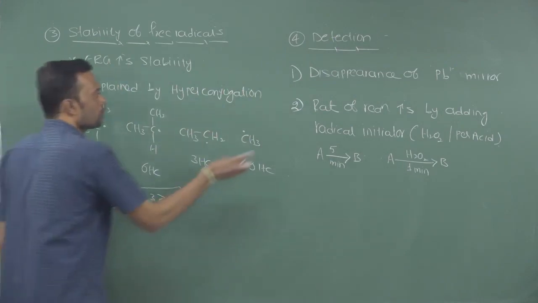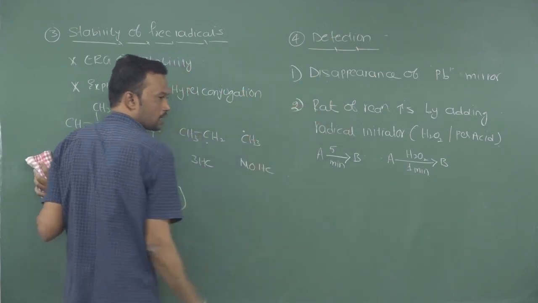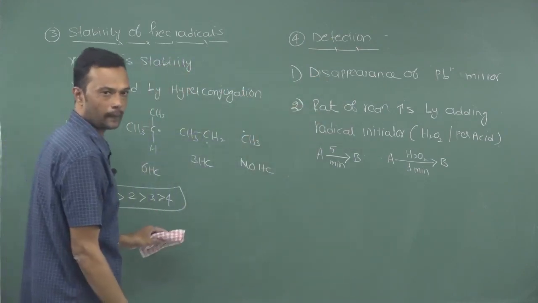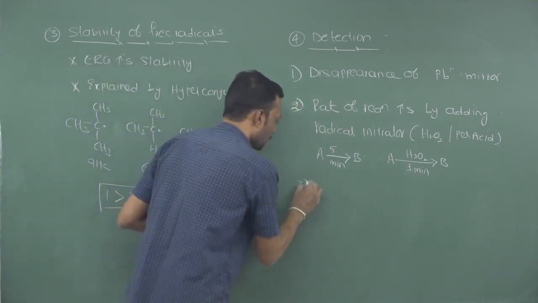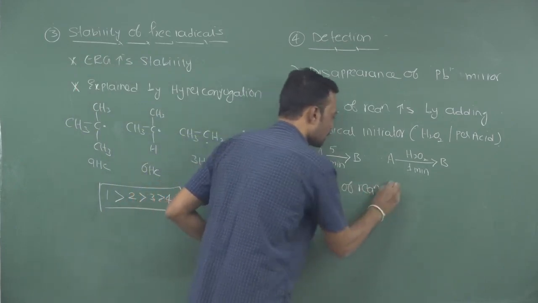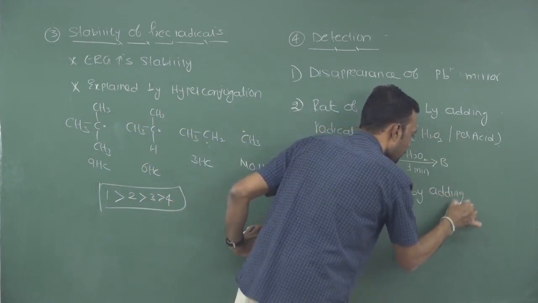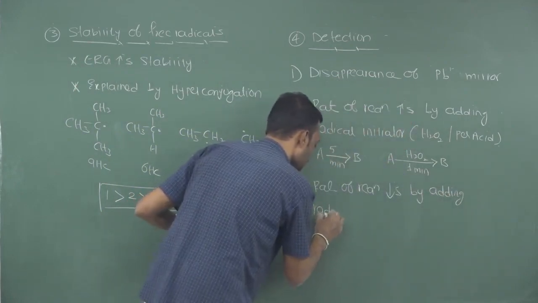So we can confirm that radicals are intermediates. Disappearance of lead mirror is a direct mechanical method, and this is an analysis method: rate of reaction increases by adding radical initiators. And one more: rate of reaction decreases by adding radical inhibitors.